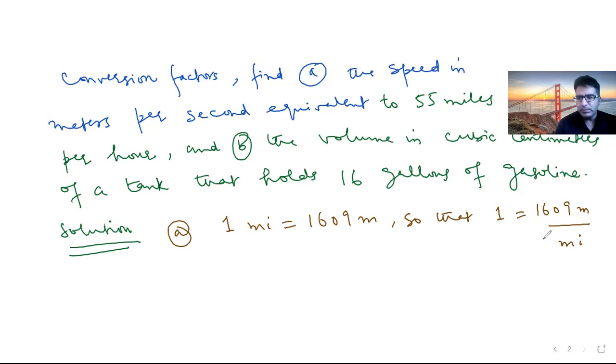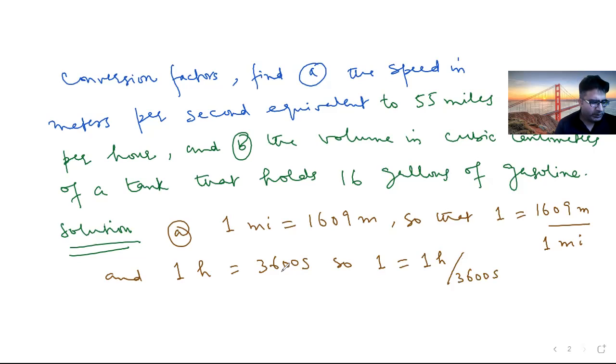You can write here 1. And you know 1 hour is equal to 3600 seconds. So you can write 1 equal to 1 hour over 3600 seconds. So this was the information.